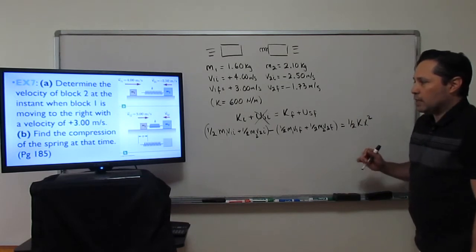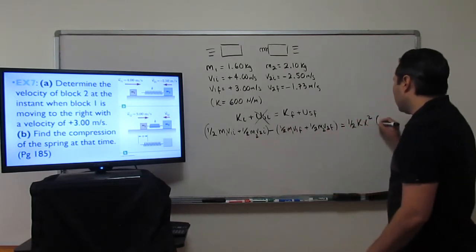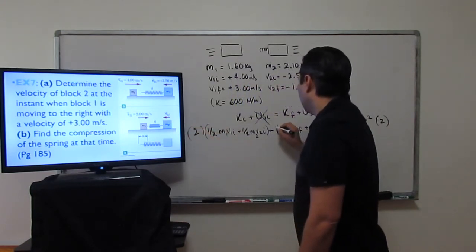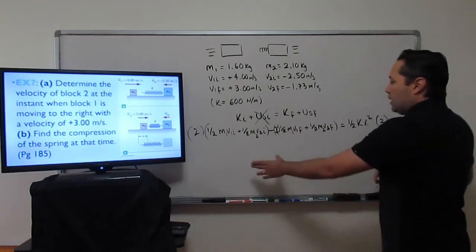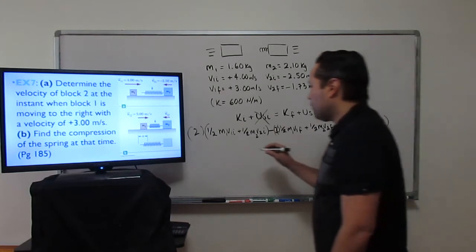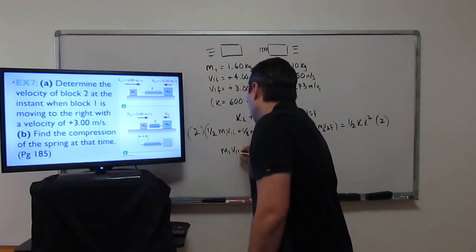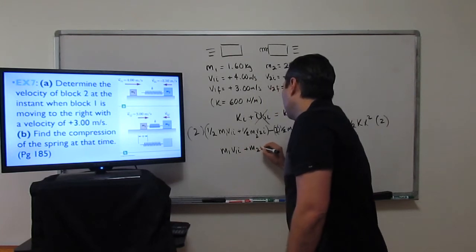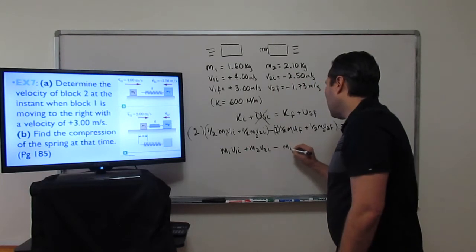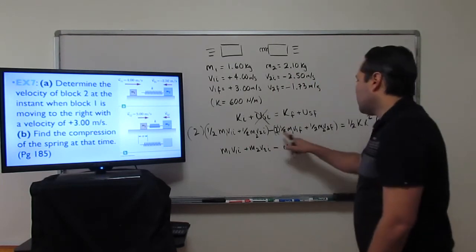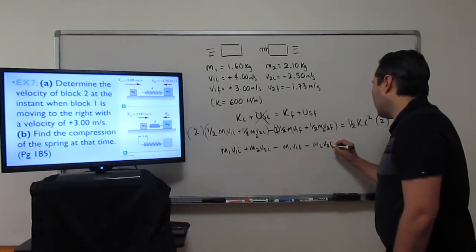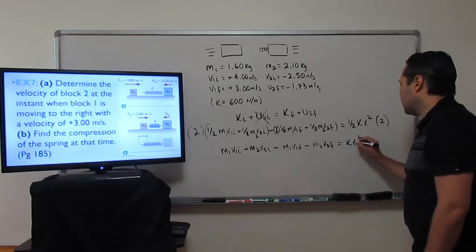So once we do that, it's going to give us the following. We're going to multiply by 2 first of all on both sides. That's going to get rid of all the halves. And again, I want to divide by the k afterwards, but let me write down what we got. m2 v2 initial minus m1 v1 final minus, because the negative distributes, m2 v2 final is equal to kx squared.